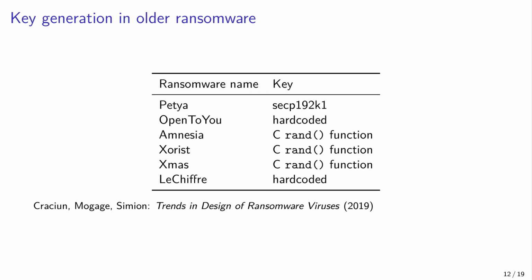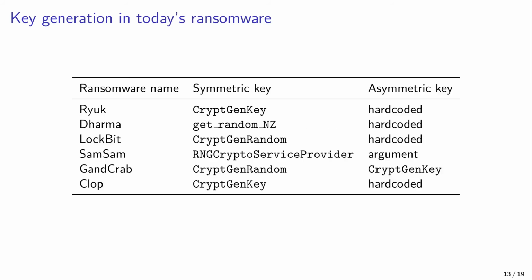Let's take a look at the key generation in older ransomware. You can see a typical mistake of using a rand function from the C standard library, which reduces the key space and makes brute force attack possible. Ransomware Petya was using a standard elliptic curve, and ransomwares Open2U and La Chiffre had the keys hard-coded in the binary. Now for our findings.